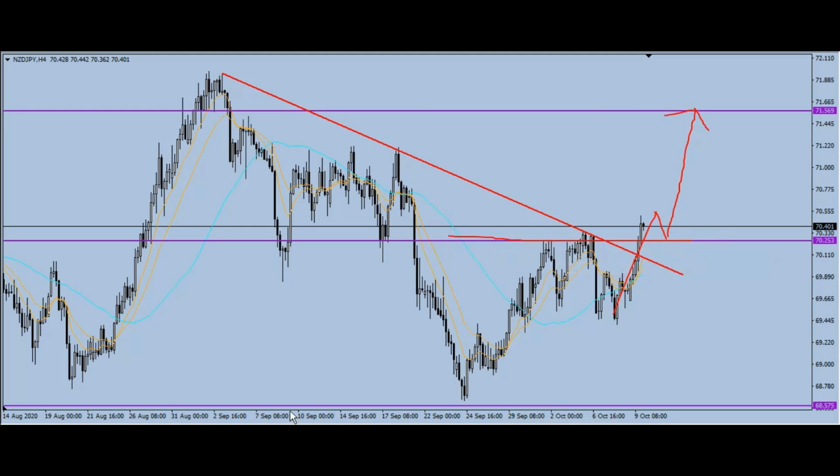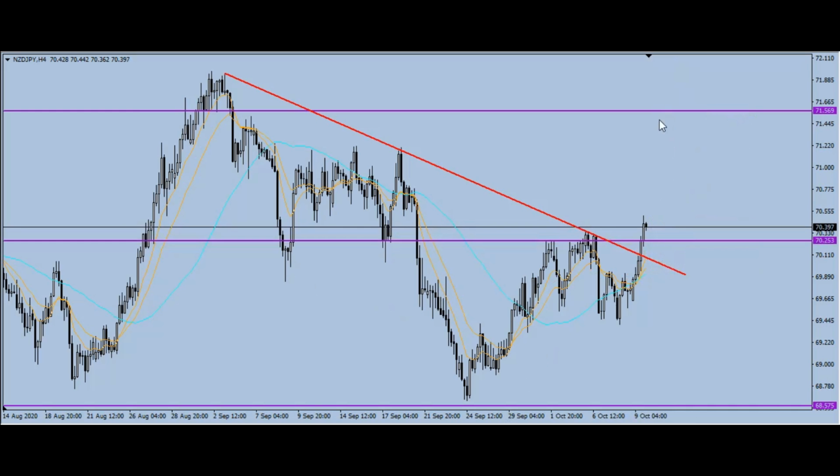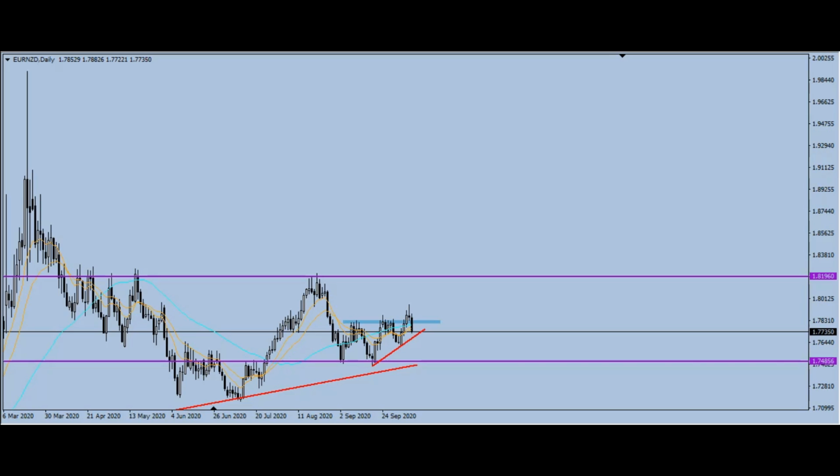Should offer good returns, around 130 pips, which is very beautiful. So that's what I want to see on NZDJPY. From Monday, Tuesday, Wednesday, we should get that move on the way to the top side. Alright, so I'll move on to the next one on my list, and it's EURNZD.